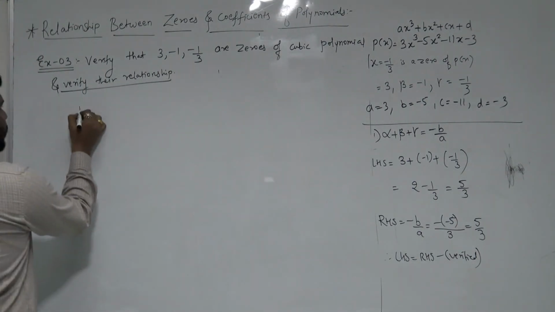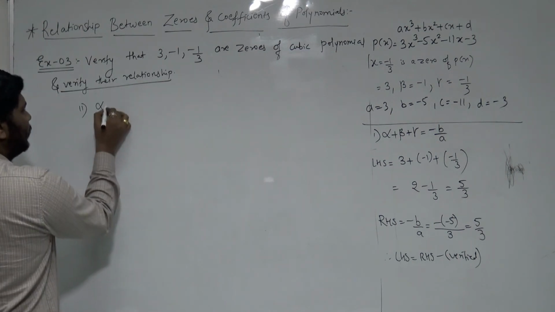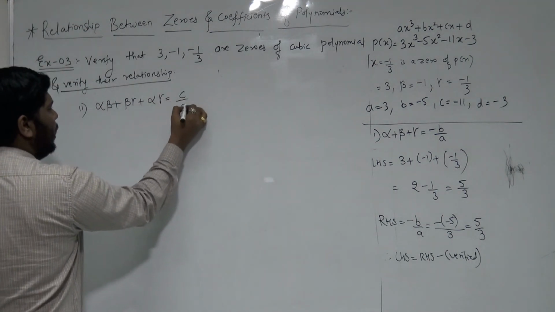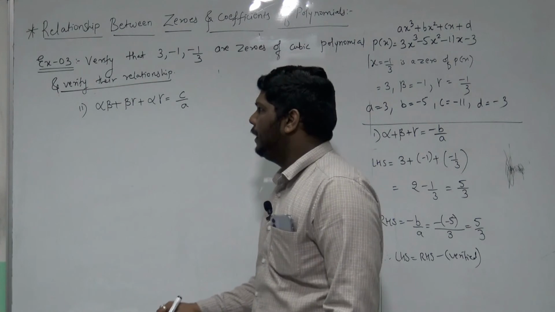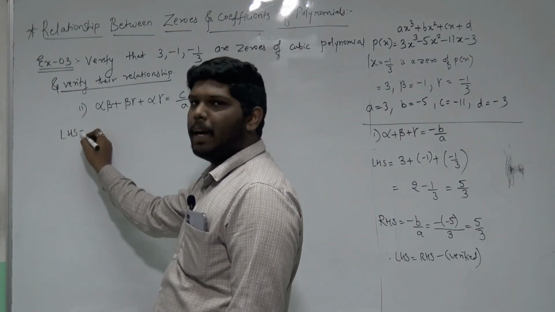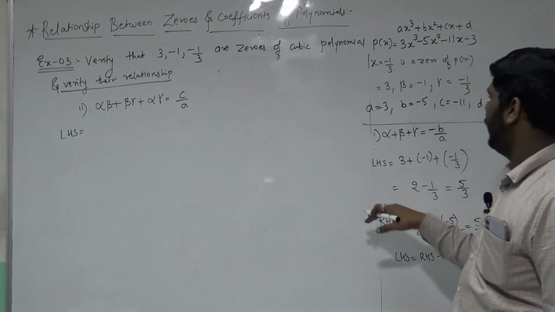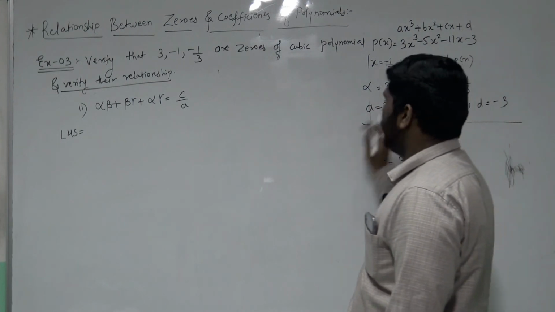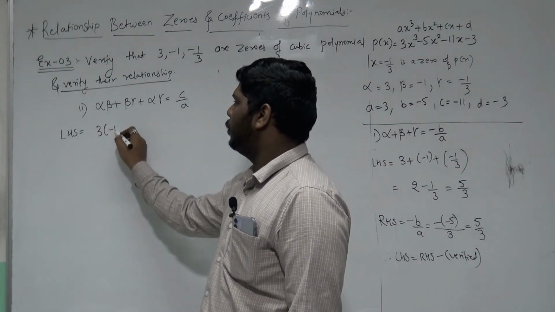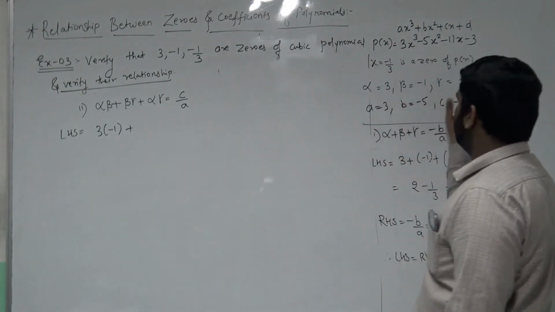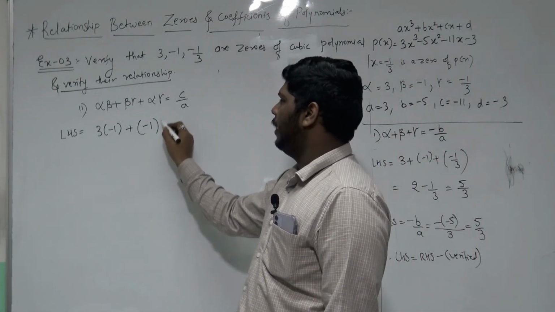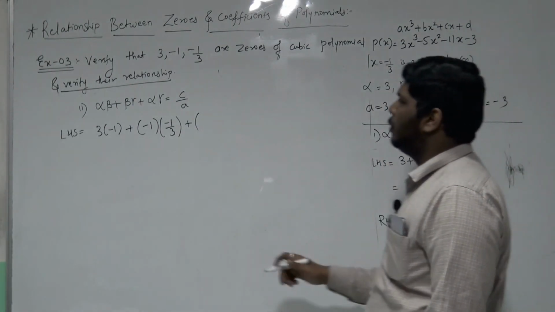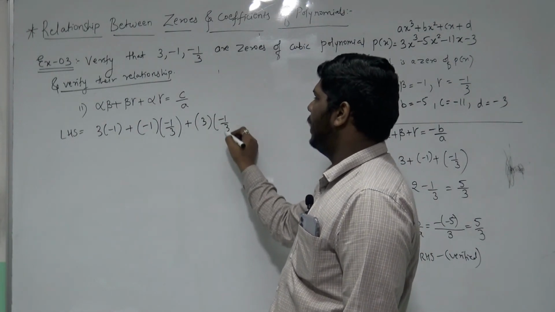Now my second relationship says that alpha beta plus beta gamma plus alpha gamma should be equal to c by a. Now here, if you take the LHS part, LHS part will be equal to alpha into beta. So alpha into beta, where are the values of alpha, beta and gamma? So 3 into minus 1 first, plus beta into gamma, so minus 1 into minus 1 by 3, and plus alpha into gamma. So alpha is 3 and this will be minus 1 by 3. So 3 into minus 1 by 3.